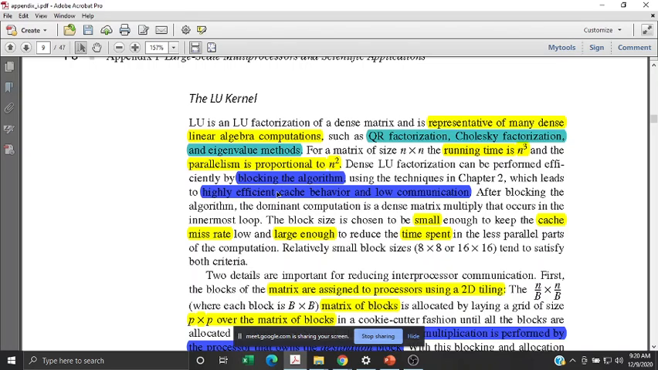Somewhere he again goes back to rearrangement of the loops, as in the second chapter, for highly efficient cache behavior and low communication, so that whatever you require is readily available in the cache, and hence you can go ahead with the computation. The block size is chosen to be small enough. So again, there is an optimum block size which has to be decided with respect to the problem statement. If it is small, then the cache miss rate is low; it should be large enough to reduce the time spent in less parallel parts of the computation. If it is large, then caching becomes difficult. Then there can be many cache misses that can happen.